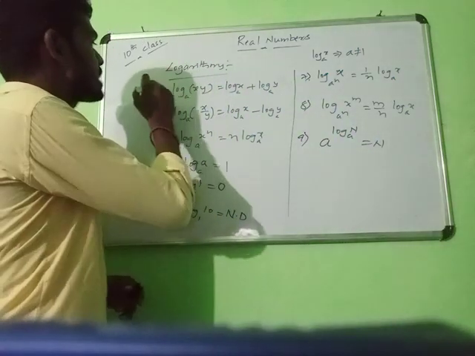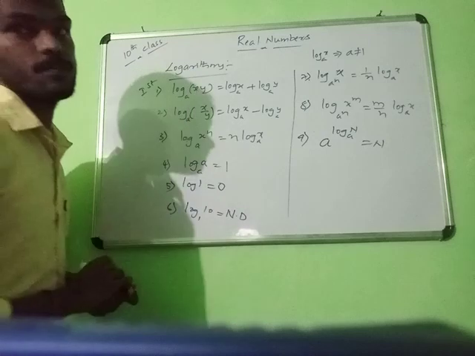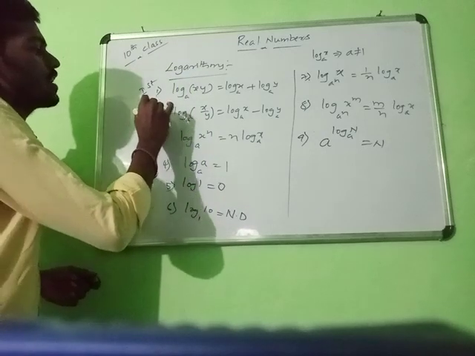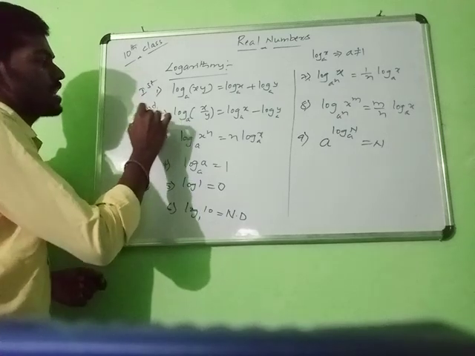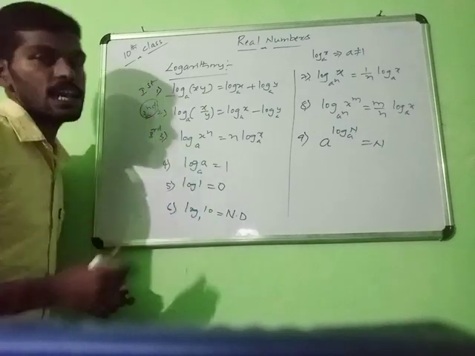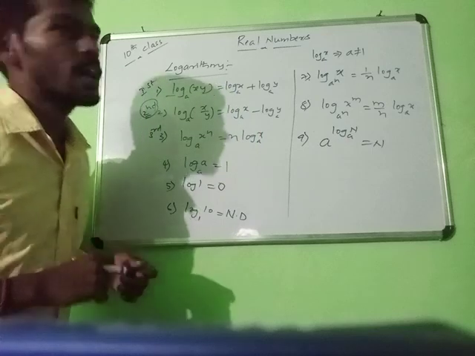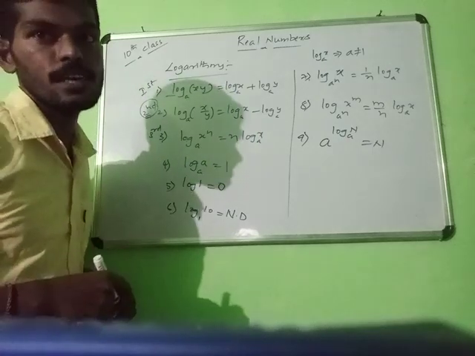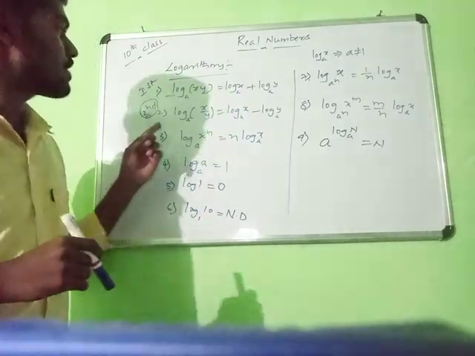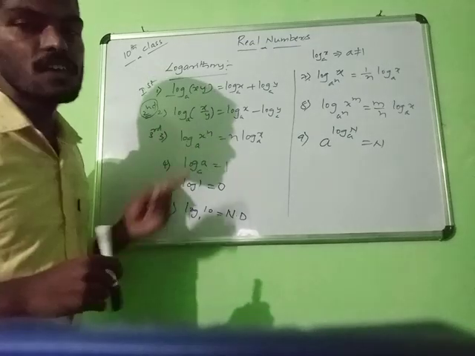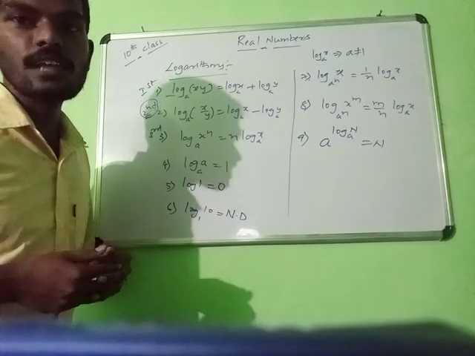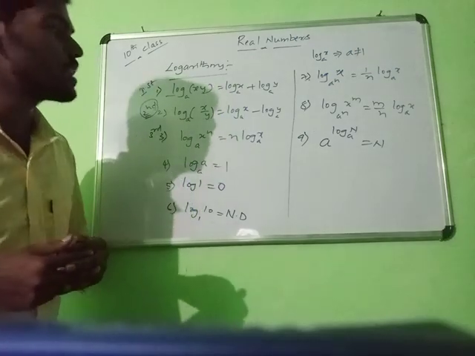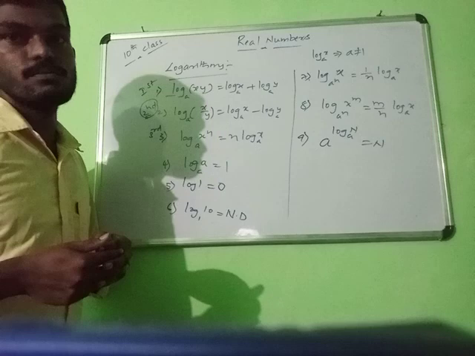The first one is called the first law of logarithm. This is called the second law of logarithm. This is called the third law of logarithm. The first law: log of x into y base a is equal to log x base a plus log y base a. The second law: log of x by y base a is equal to log x base a minus log y base a. And the third law: log of x power n base a is equal to n into log x base a.